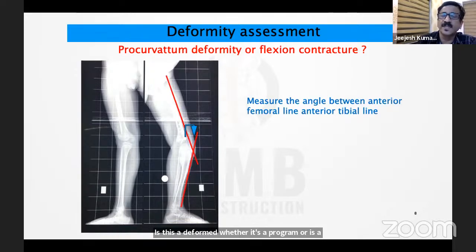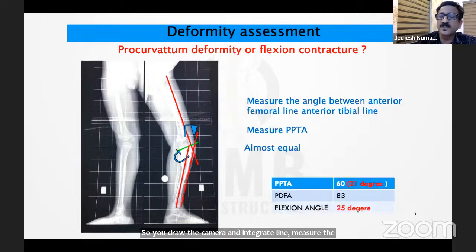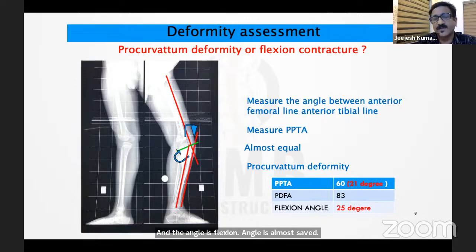You draw the anterior femoral and anterior tibial lines, and measure the angle between them. Then you measure the PPTA. Here the PPTA and the flexion angle are almost the same, with only a 4-degree difference. So that is mainly a procurvatum deformity, and the remaining is the flexion, the stiff knee.